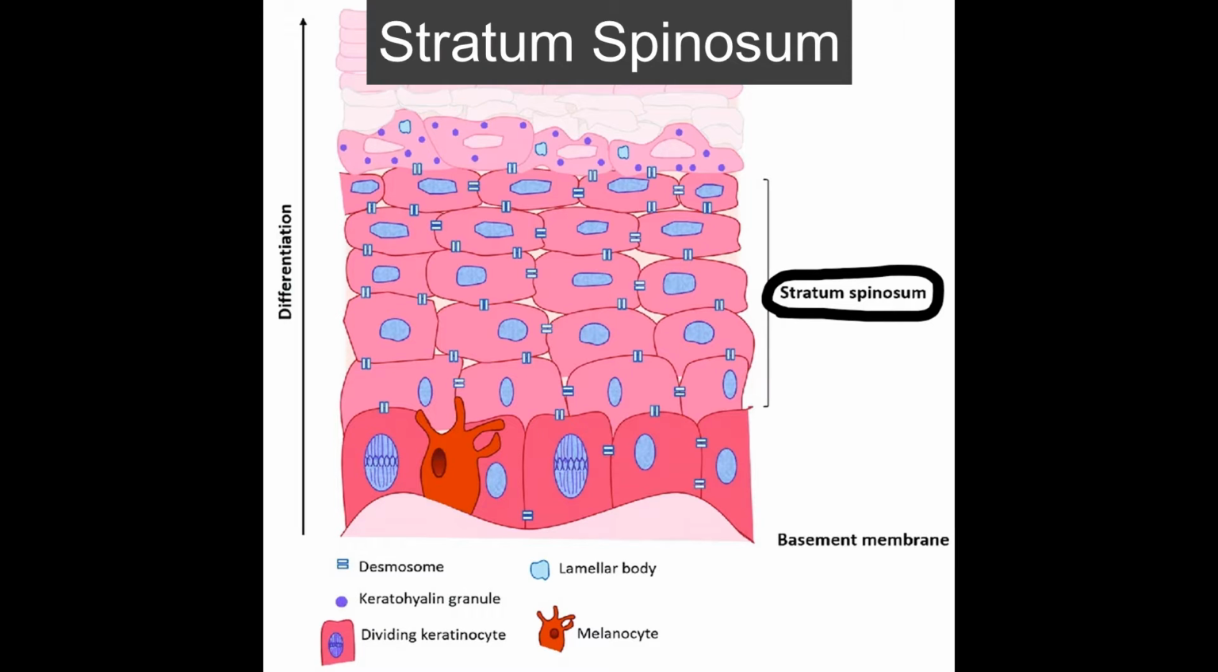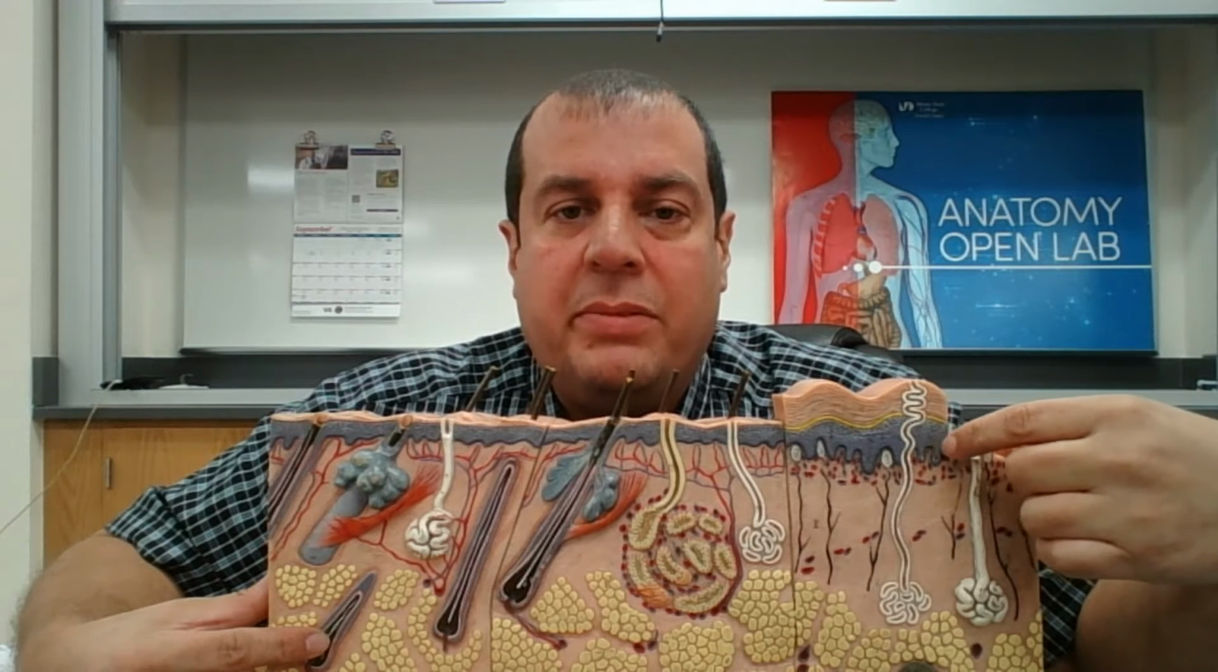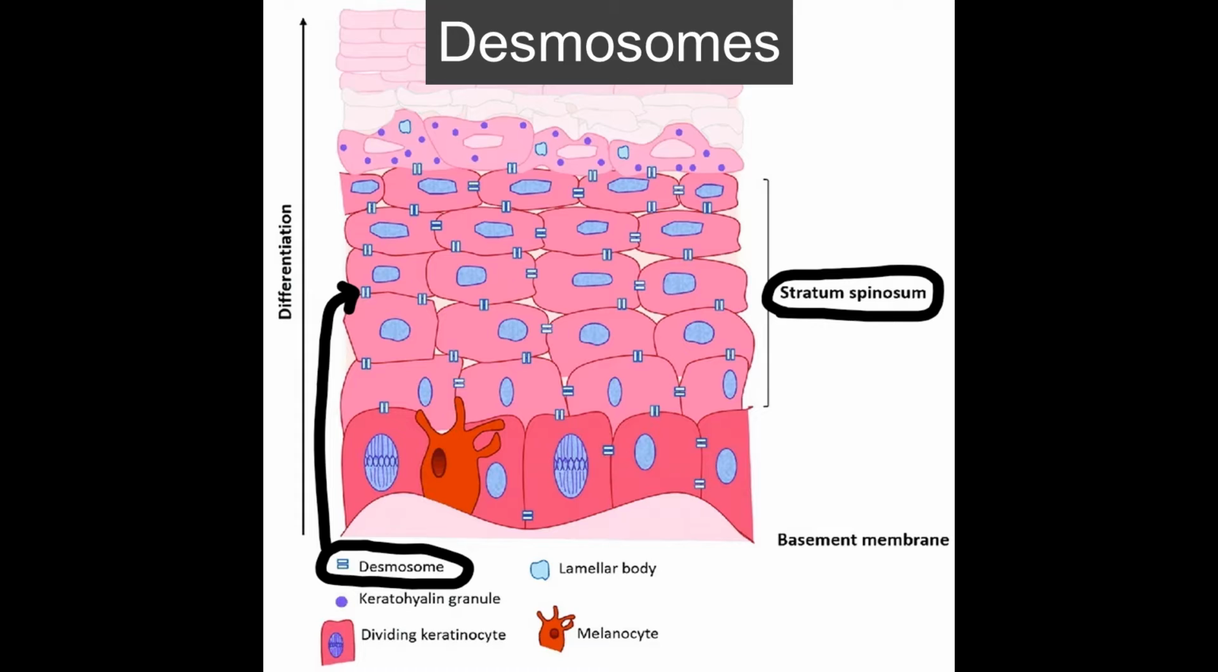Our next layer is going to be the stratum spinosum. Stratum spinosum is made of the daughter cells of the stem cell layer, the stratum basale. When the tissue is being prepared, the cell shrinks a little bit, but you still see the connections between the cells, which are called desmosomes. It looks like a spine, so that's why they call it stratum spinosum.